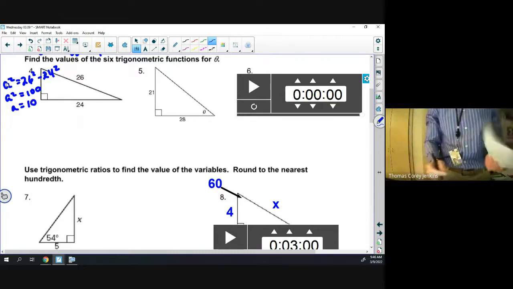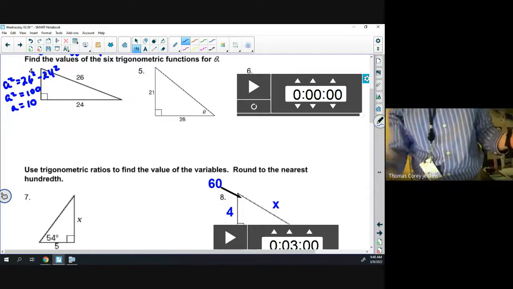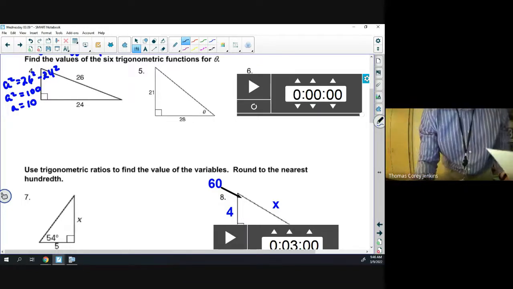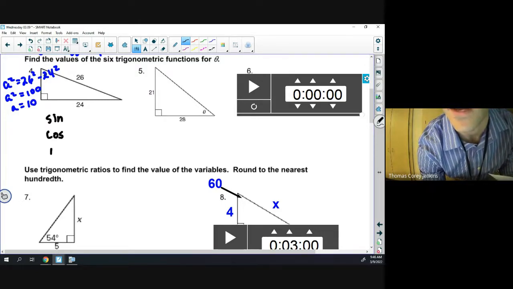So once we have that, then we can just easily fill in the 6 trig functions. We'll just go through this one together, and you can see the rest on the filled out notes. This really isn't the main thing for this lesson. So sine, cosine, tangent.